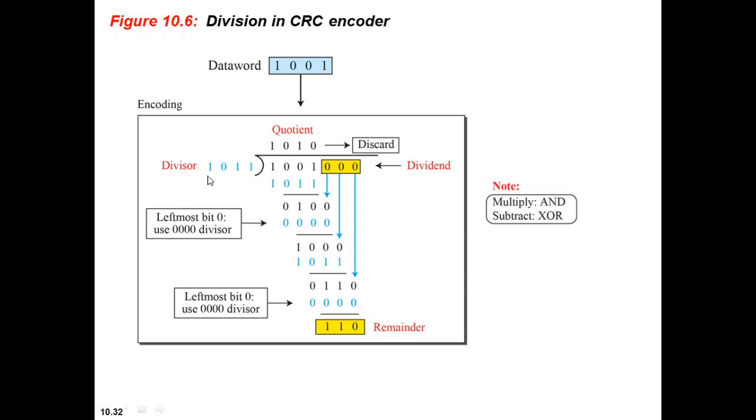So my divisor has been given, the data has been given. The data has been converted into the dividend by adding 3 zeros. The number of zeros to be added depends upon your divisor, as I just told you. Now we are going to divide. If you have 1 here, apply 1 here. So 1 into 1 is 1, 0 into 1 is 0, 1 into 1 is 1, 1 into 1 is 1.